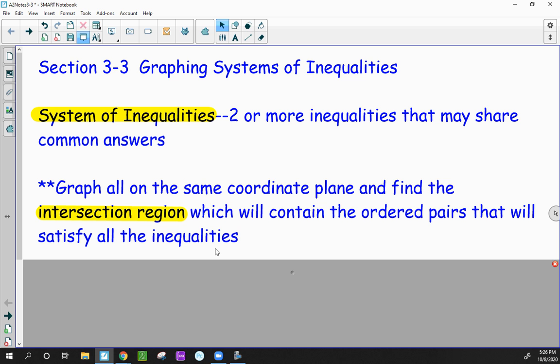So in other words, when you take both inequalities and graph them on one sheet of graph paper, you're going to shade and you're going to find the intersection region. Whatever region has been shaded twice will contain the solutions.